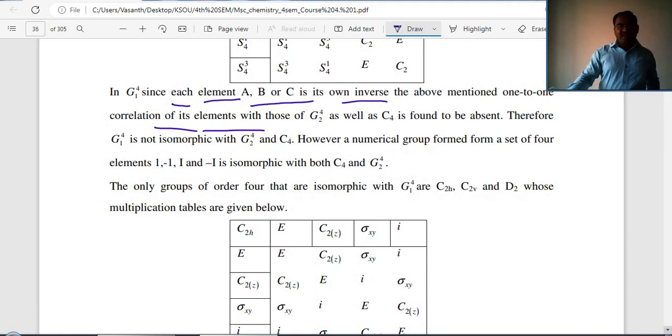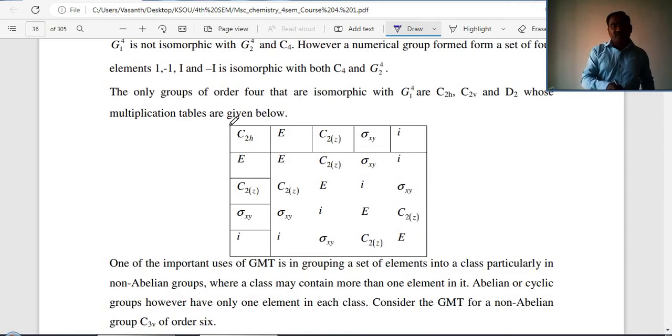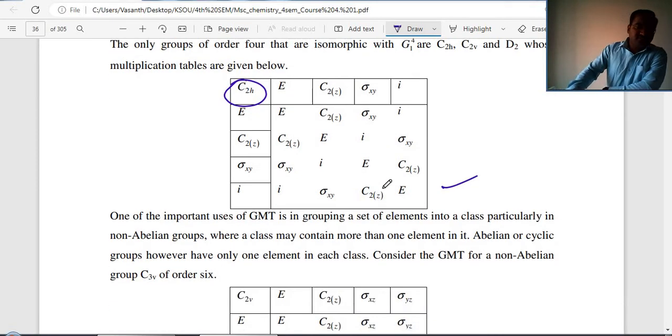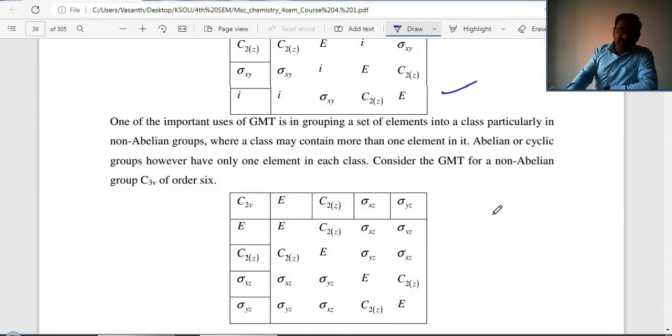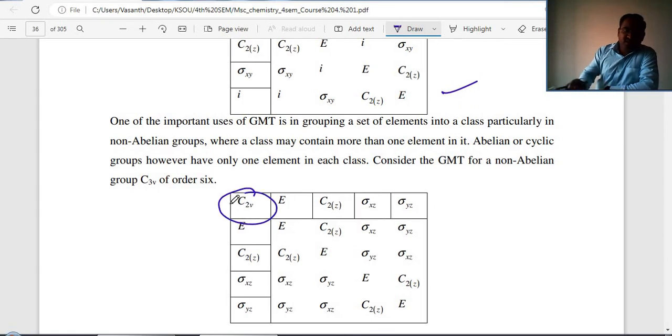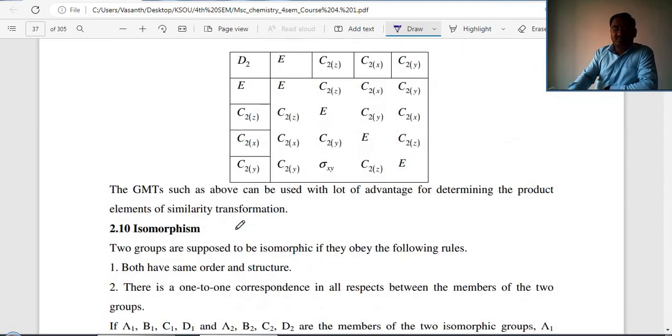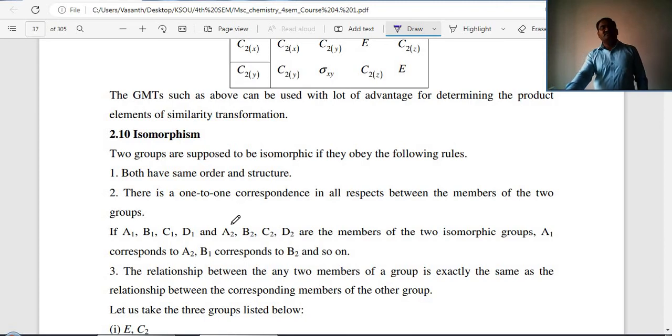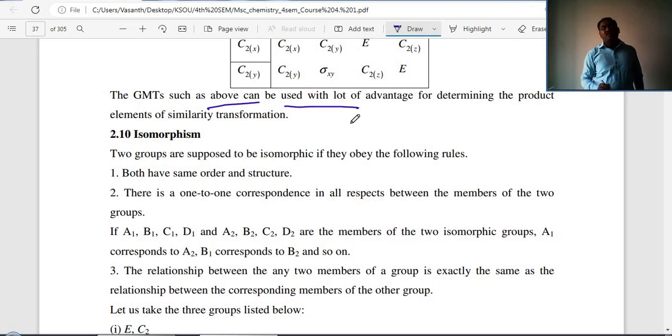We consider another molecule, C2h, which undergoes group construction, or group multiplication table. Similarly C2v also. These group multiplication tables can be used with a lot of advantage for determining the product elements of similarity transformations.